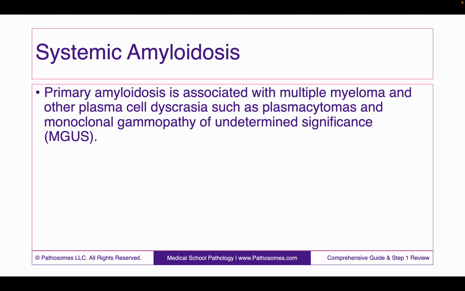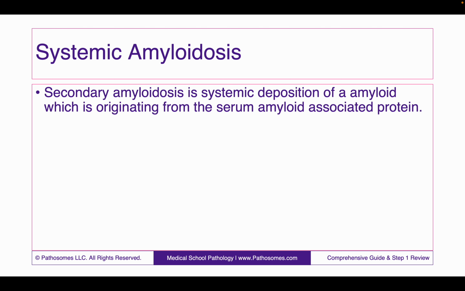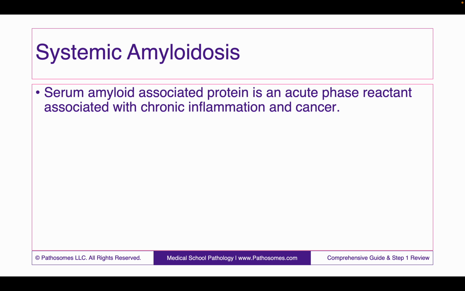Primary amyloidosis is associated with multiple myeloma and other plasma cell dyscrasias, such as plasmacytomas and monoclonal gammopathy of undetermined significance. Secondary amyloidosis is systemic deposition of AA amyloid, which originates from the serum amyloid associated protein. Serum amyloid associated protein is an acute phase reactant associated with chronic inflammation and cancer.